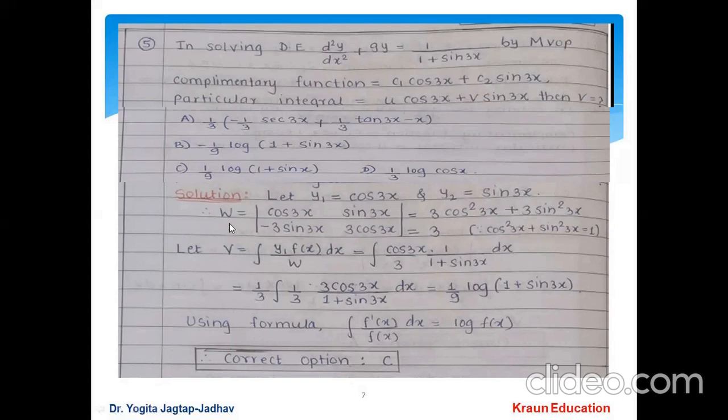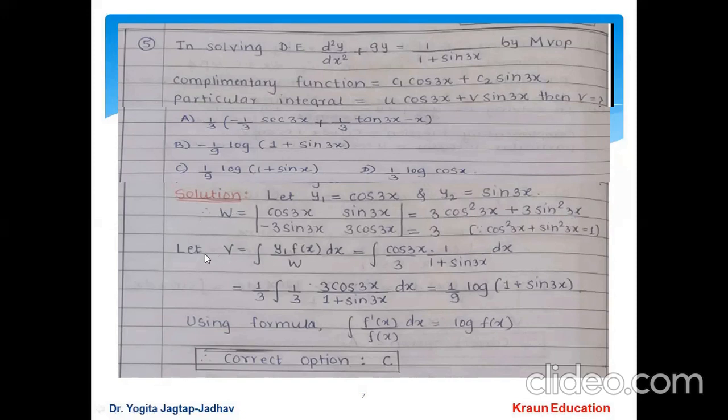Okay. Try to find out the value of Wronskian W, that is equal to y1, y2, y1 dash, y2 dash. Derivative of cos 3x is what? Minus 3 sin 3x, and derivative of sin 3x is what? 3 times cos 3x. Now try to solve this 2 by 2 determinant. This is what? 3 times cos 3x into cos 3x, that is 3 times cos square of 3x, and from this diagonal we get plus 3 times sin square of 3x. By taking 3 common, we have cos square of 3x plus sin square of 3x, that is equal to 1. Therefore, Wronskian equals 3.